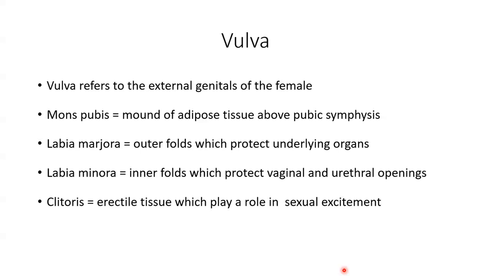The inner labia minora, which do not contain hair or adipose tissue, function to protect the openings to the vagina and the urethra. And then the clitoris, which is made up of erectile tissue, nerves, and blood vessels, plays a role in female sexual excitement and in pleasure.